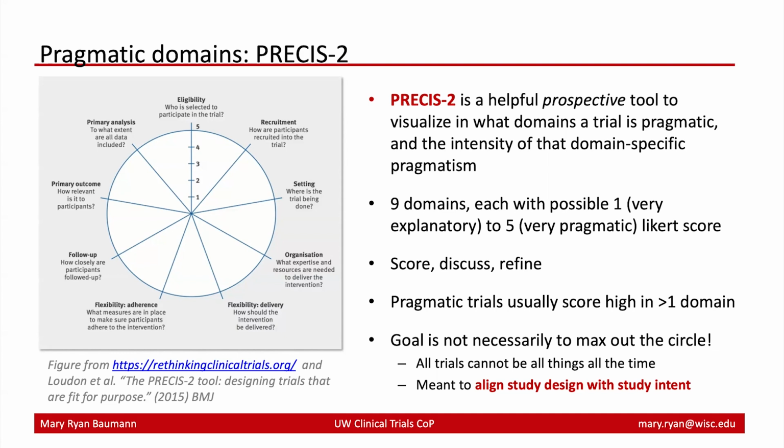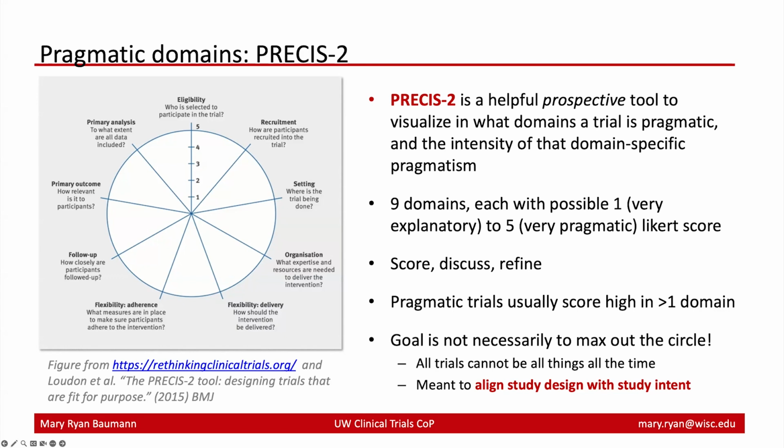Generally, pragmatic trials will score high in more than one domain. So one domain does not a pragmatic trial make. For example, hopefully both pragmatic and explanatory trials are using outcomes that are relevant to participants. So you would maybe need to target multiple areas in order to make your trial truly pragmatic.